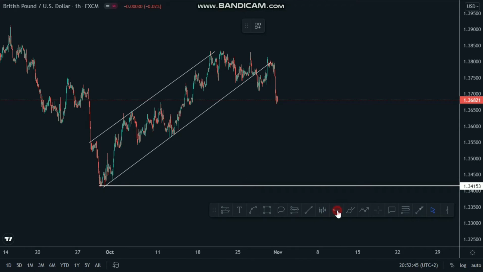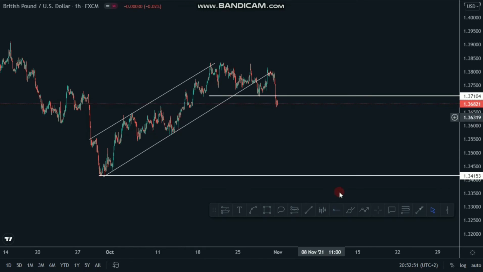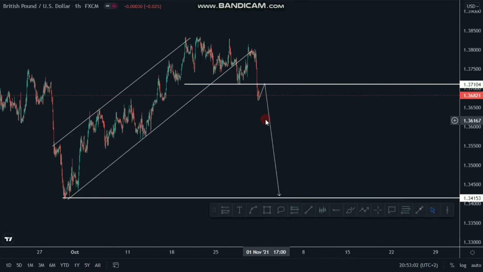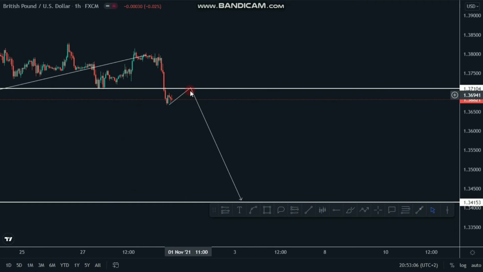Looking at how it went down, as you can see here, it's the previous level which it broke. This is a level where it broke, so I can possibly expect GBP/USD to do what? To go back and retest this level before going overall to the sellers to the downside. So we're expecting a selling retest here, so that we can catch our sellers right here at price 1.37104.